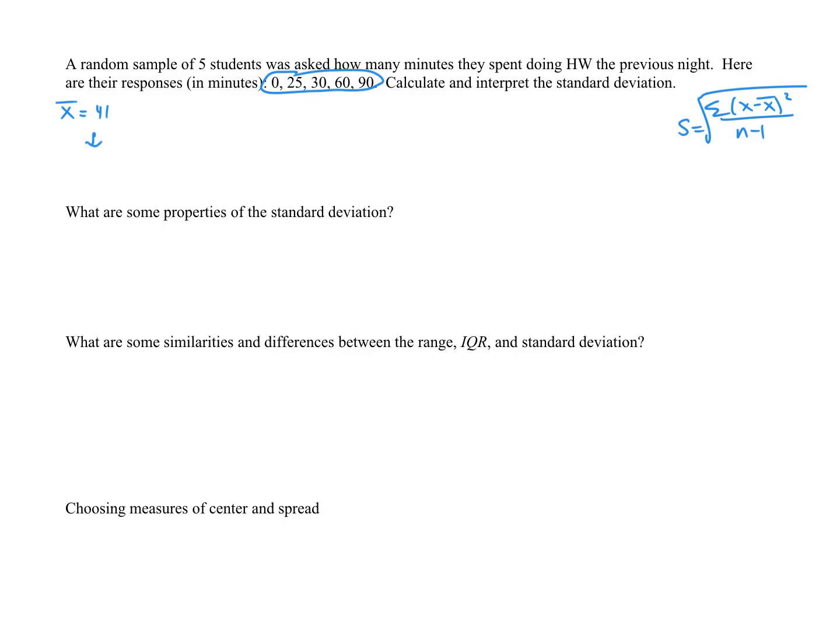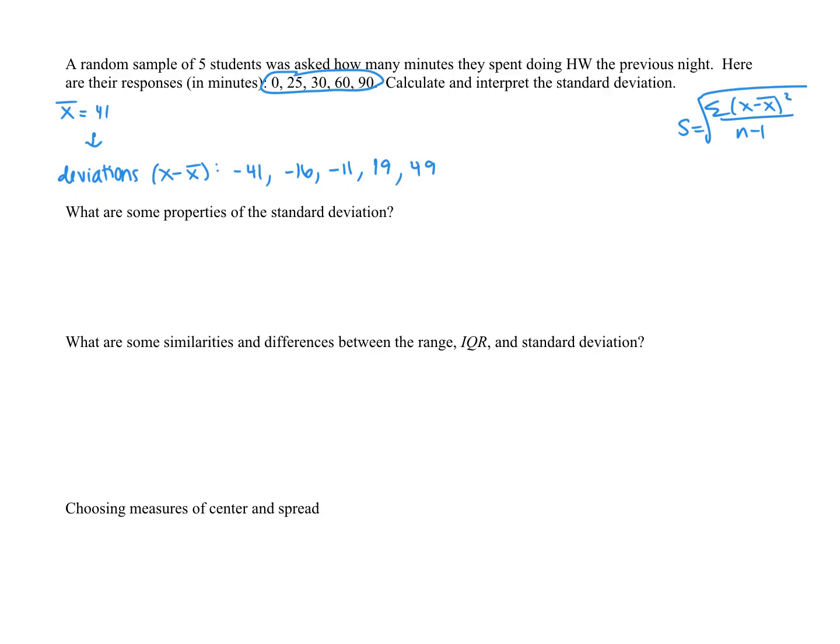What we need next is we need all of the deviations. So that is x minus x bar. So if I do that with my numbers, I take 0, subtract 41. I'm going to get negative 41. 25, subtract 41, I get negative 16. 30, subtract 41, I get negative 11. 60, subtract 41, I get 19. And then 90, subtract 41, and I get 49.